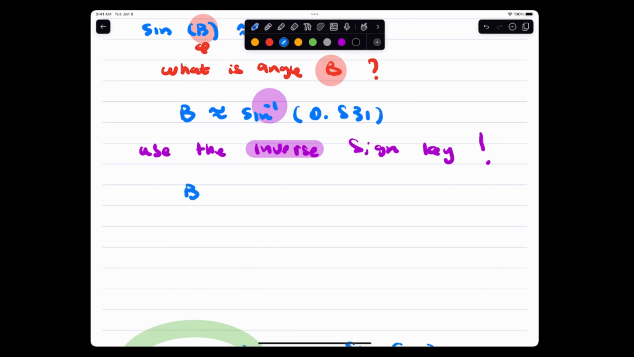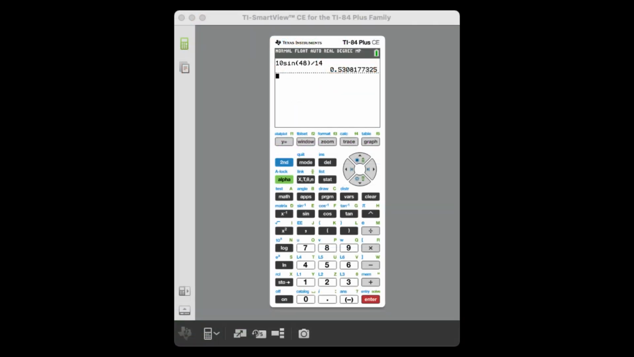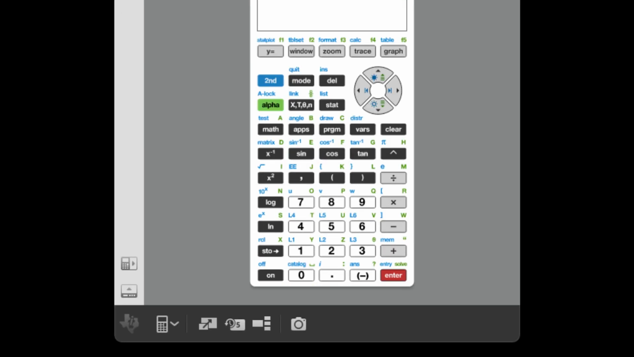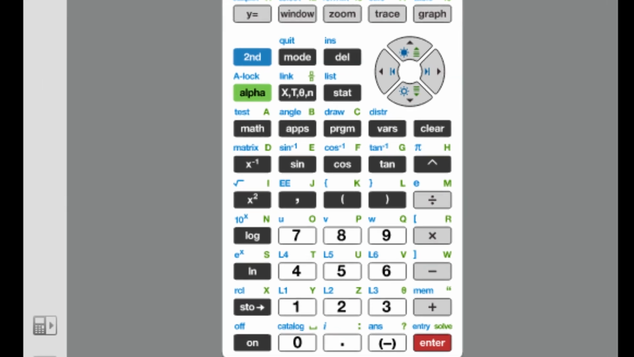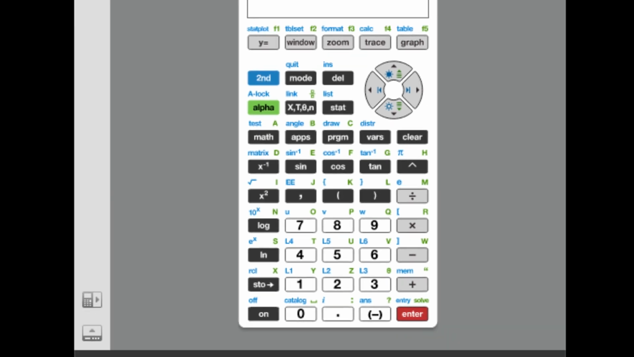We can actually punch this in our calculator. So let me share with you guys where to find that. You go, well, where do I find that inverse key? Do you guys know where sine is? You see the sine key? Inverse sine is in blue. Yes, inverse sine is in blue.